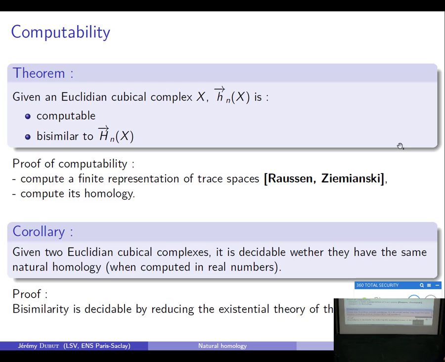Then we can decide the following problem. Given two Euclidean complexes, do we know if they have the same homology, at least when homology is computed in the reals? We just compute those finite diagrams, and then we can decide bisimilarity, at least in the reals, which can be reduced to the existential theory of the reals, which means essentially that knowing if a polynomial equation has a solution in the reals is decidable.